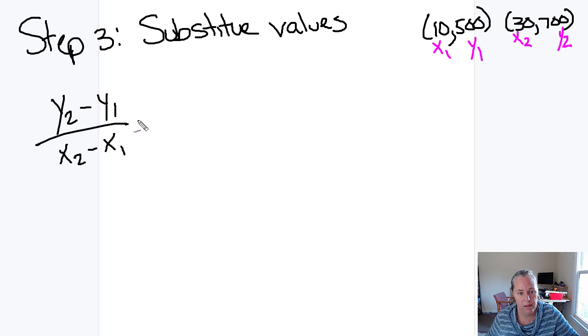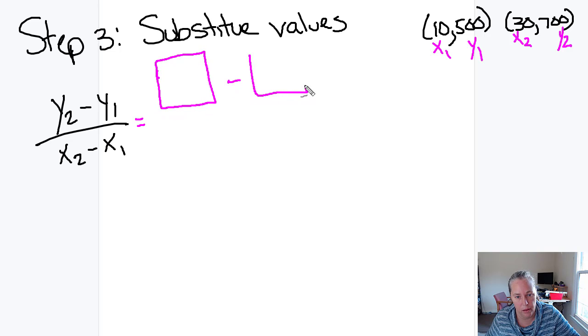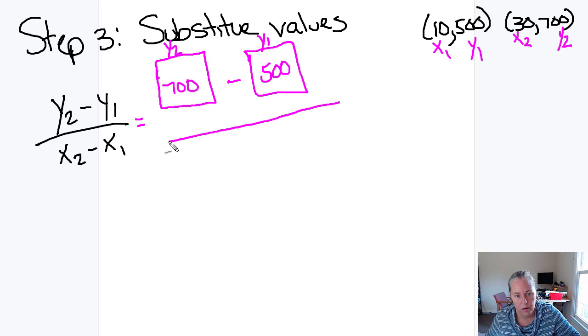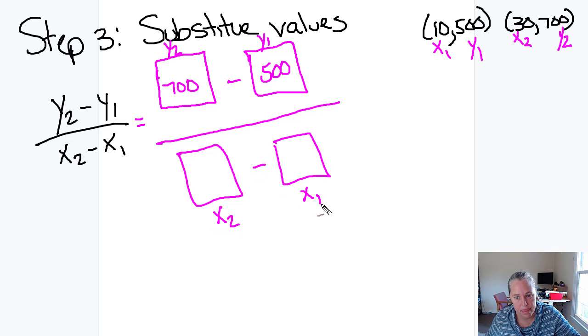So in place of y sub 2, I'm going to put boxes actually. Boxes are a choice, but they really help people organize. This is going to be y sub 2, this is y sub 1. In place of y sub 2 goes 700. In place of y sub 1 goes 500. Over x sub 2 minus x sub 1. 30 minus 10.